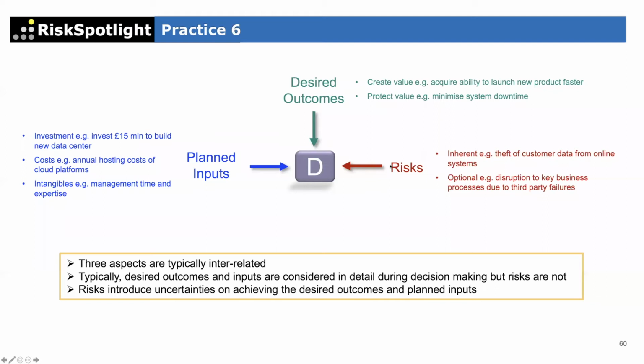Or if you don't look at your risk, then it is possible that you may have to spend a lot more on implementing that decision than what you initially wanted, because you then have to put a lot of controls and things in place in order to manage certain risks. So if you know about the risks while you are making the decision, you will be able to make a much better return on investment decision, rather than doing it just based on the desired outcome and the planned input and very little consideration of risk.